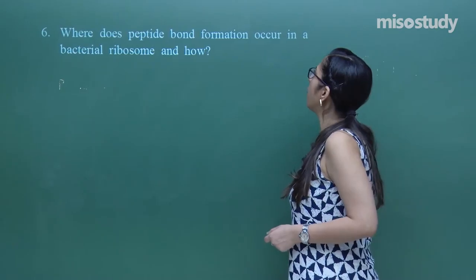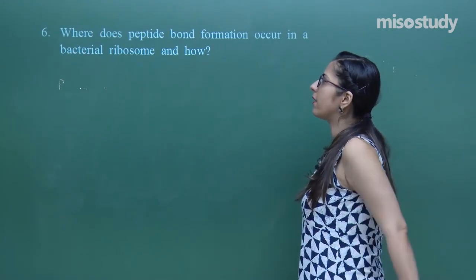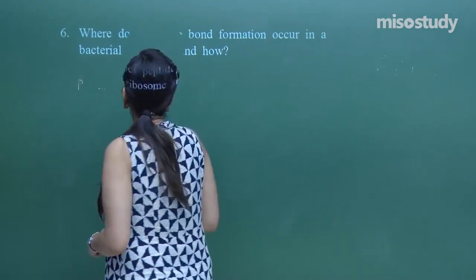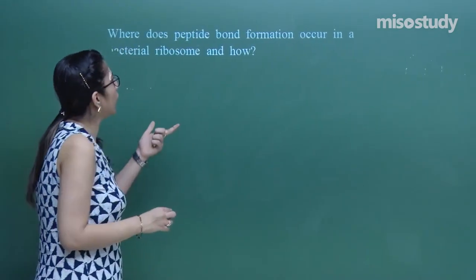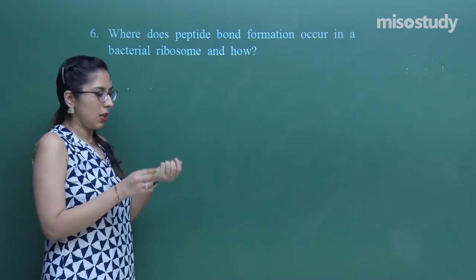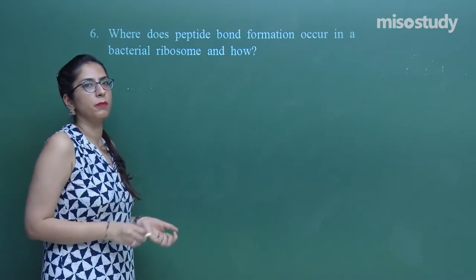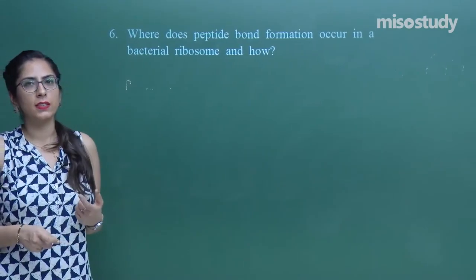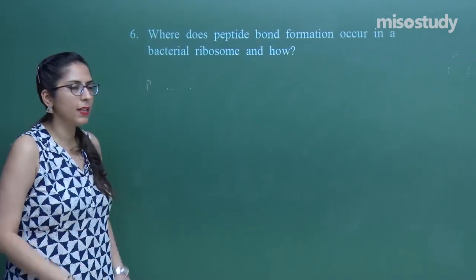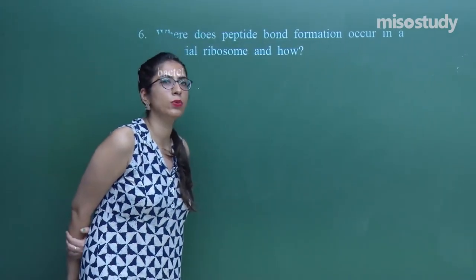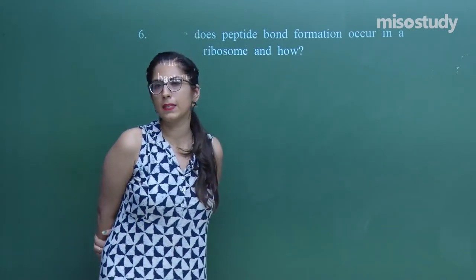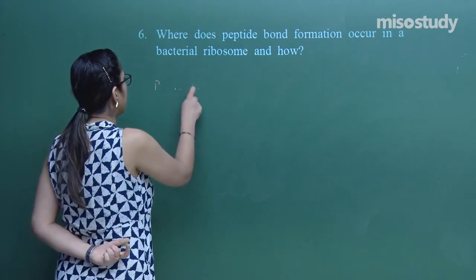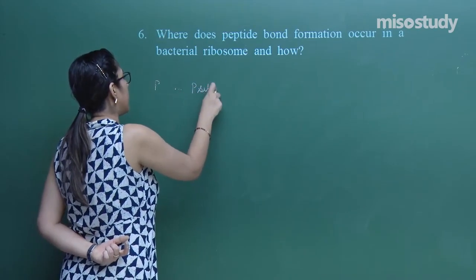Where does peptide bond formation occur in a bacterial ribosome and how? That means they are talking about a peptide bond. How is this peptide bond formed? You know, when I was discussing protein synthesis, the ribosome is there. In the ribosome, there are two sites. One is called the P site and the second is called the A site.